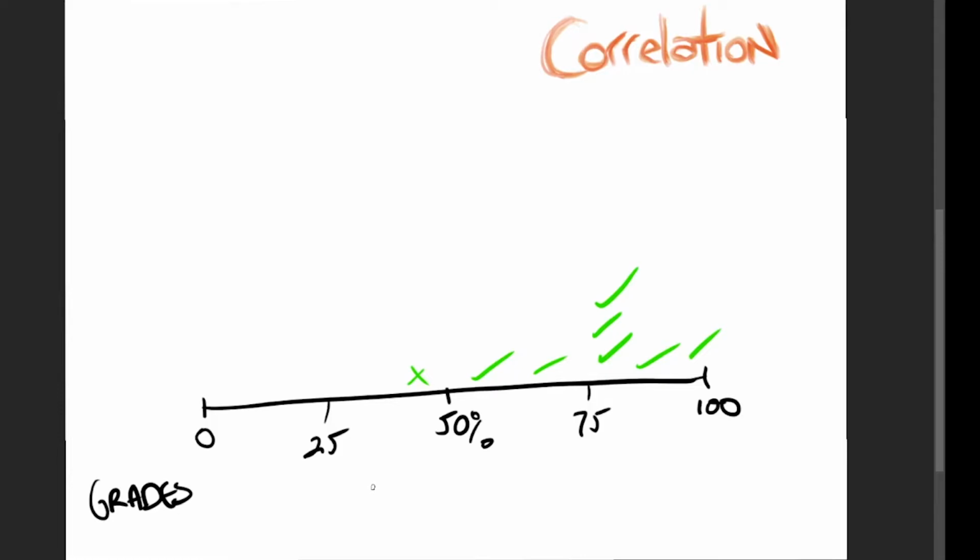Now, correlation is about saying, is there a connection between these two ideas? Are these two things connected? If a person works harder, do they get better grades? So effectively what we're going to do is look at those two together. And this is what correlation is.